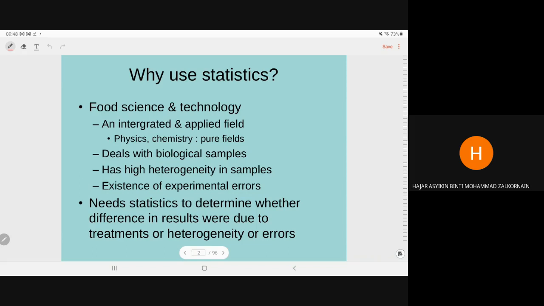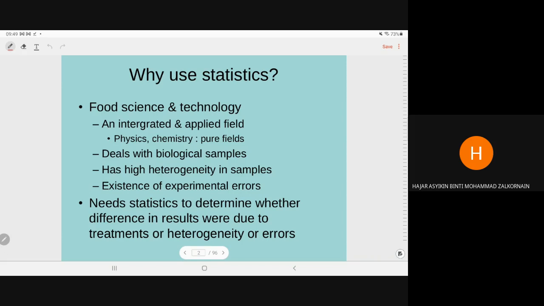If you were to take the same banana and do two measurements, we will not get the same moisture content. That is due to the heterogeneity of the samples. So if we were to take two bananas, even though they are of the same degree of maturity, and we measure the moisture content, still we will not get the same data, the same results.